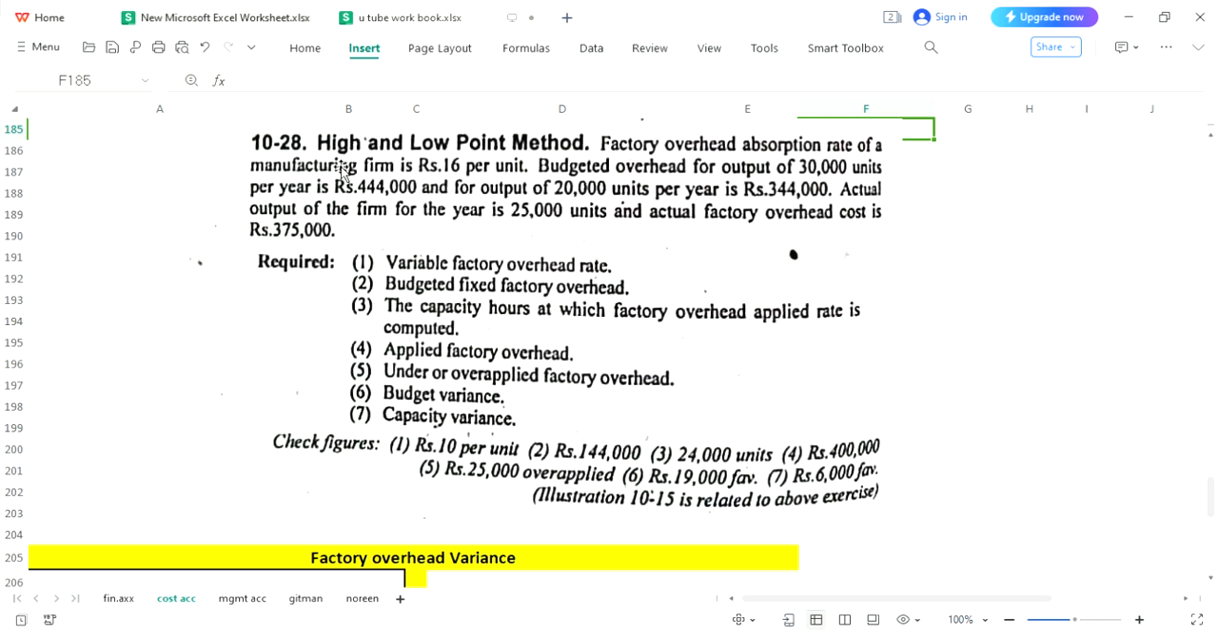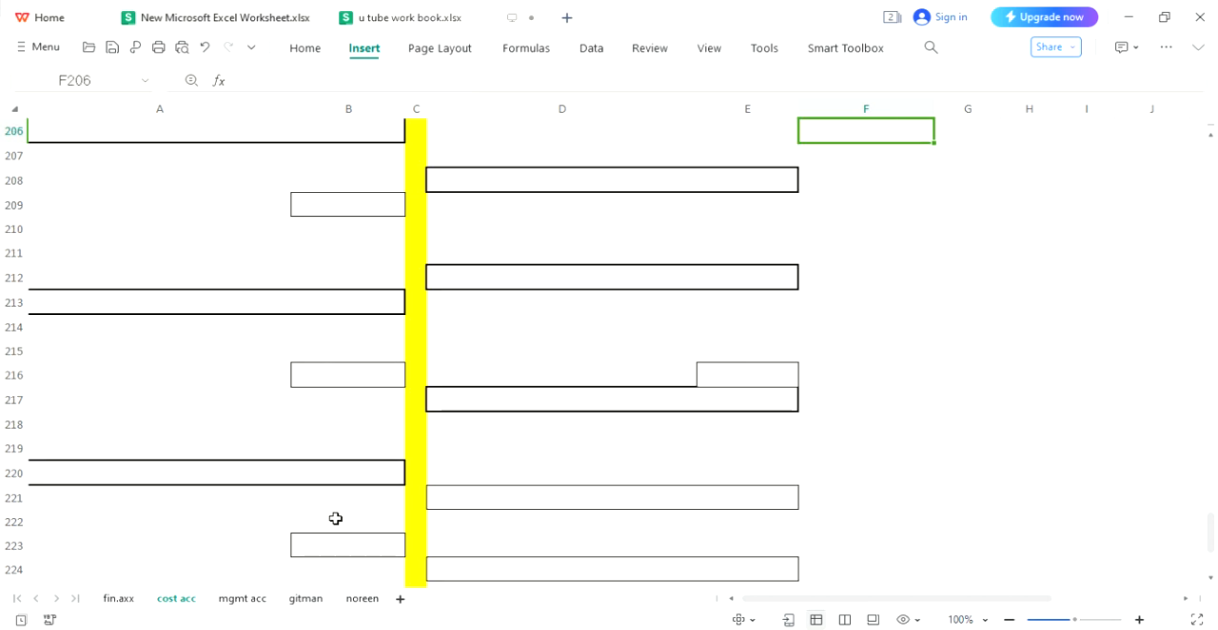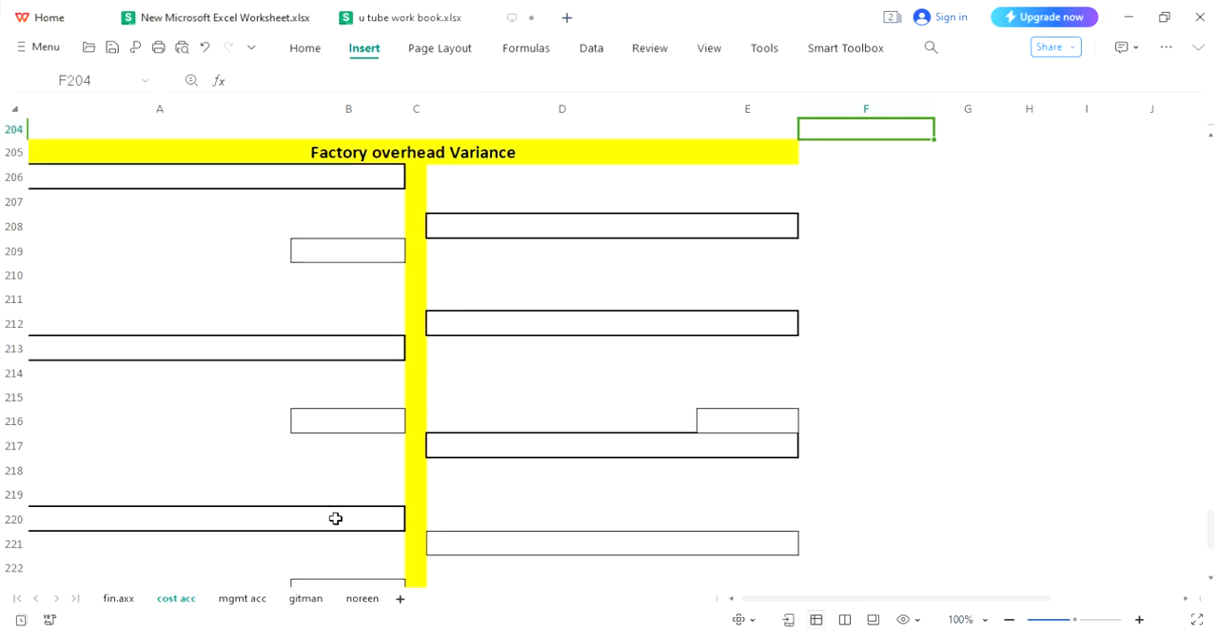The chapter is factory overhead variance, but now there is a little change in the heading. The ILO level method has been removed, but you can still see that our proforma lines are all the same. So there is not much difference. Without reading the question, we can start writing our proforma.